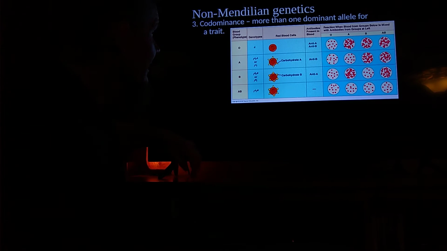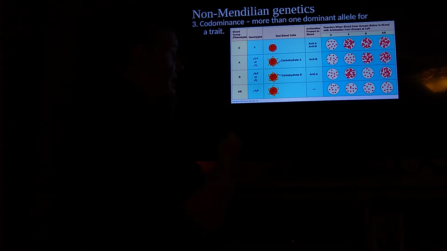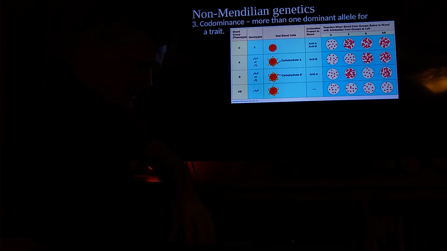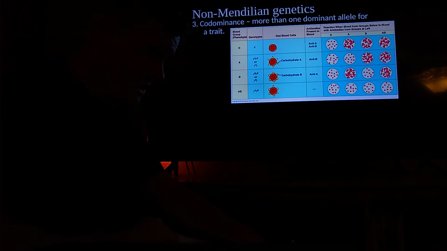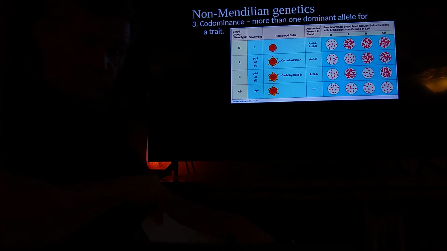So if we look at it easiest and think about, let's look at A. To have type A blood, your options are, you can have two copies of the A gene, or you can have an A and an O.